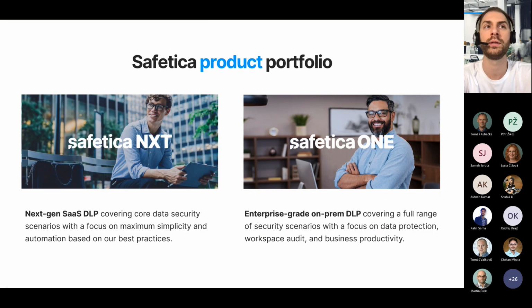As you know, in the Safetica product portfolio, we have two product lines: Safetica Next, the next-gen SaaS DLP that covers the key core scenarios with a maximum focus on simplicity and automation. And then we have the long-time on-prem enterprise-grade DLP solution, Safetica One, that covers literally the full range of data security scenarios, from data protection through workspace audit and control, and with the optional UEBA module also supporting business productivity.